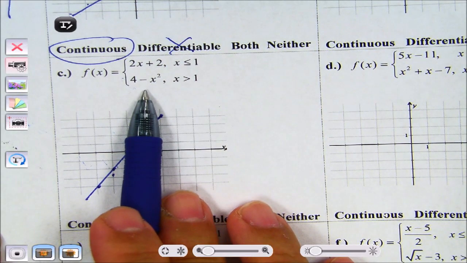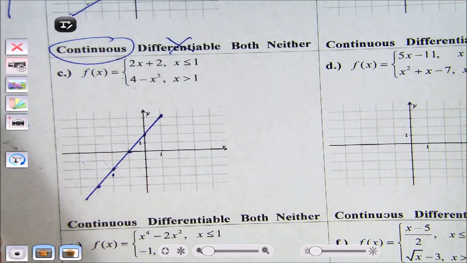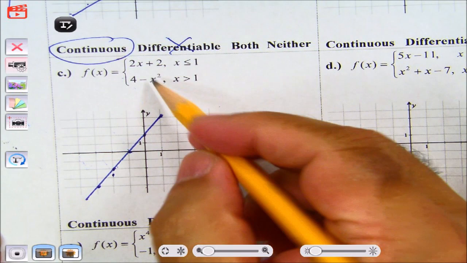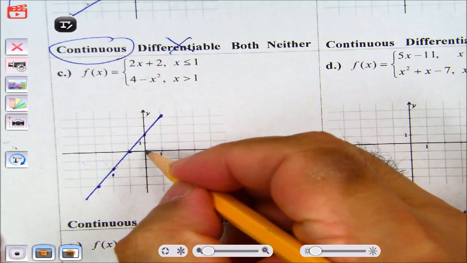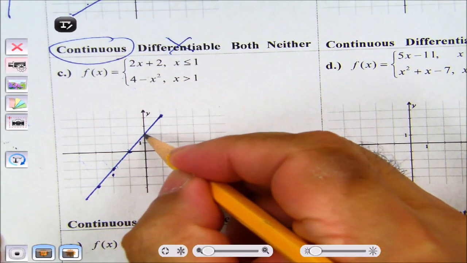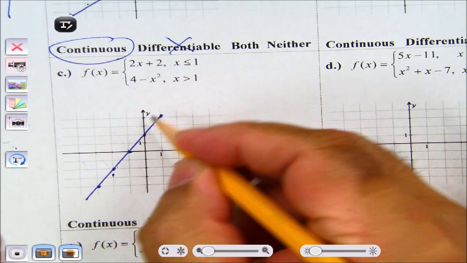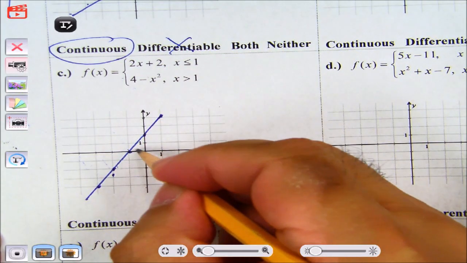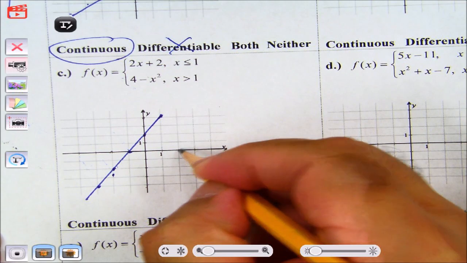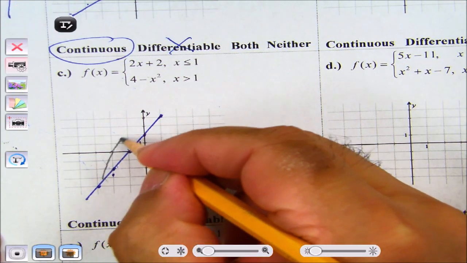Then 4 minus x squared for x greater than 1. So first I'm going to draw this in pencil. 4 minus x squared, so that means it crosses at 4 up here. 1, 2, 3, 4. But it's up here, and it's at 2 and negative 2. So it looks like this.